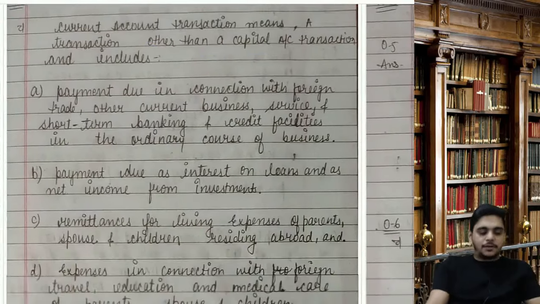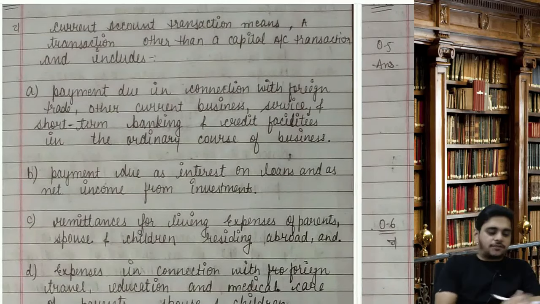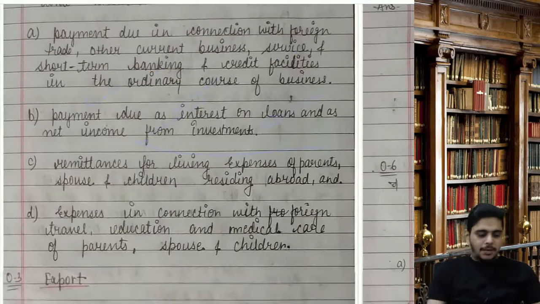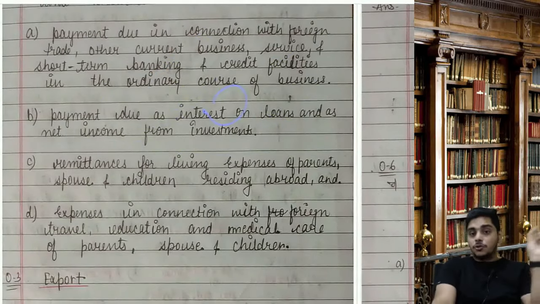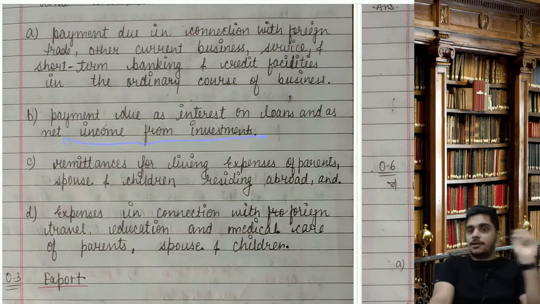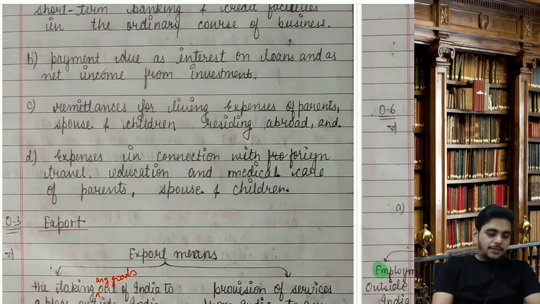Achha, what will it include? Your basic personal things, like payment due in connection with foreign trade or other current business services, short-term banking or any credit facilities in the ordinary course of business. Payment made as interest on loan. So the loan is a capital account, but interest on loan is current account. Investments are capital account, but net income from investments is current account. Now, remittance for living expenses of parents, spouse, and children residing abroad.